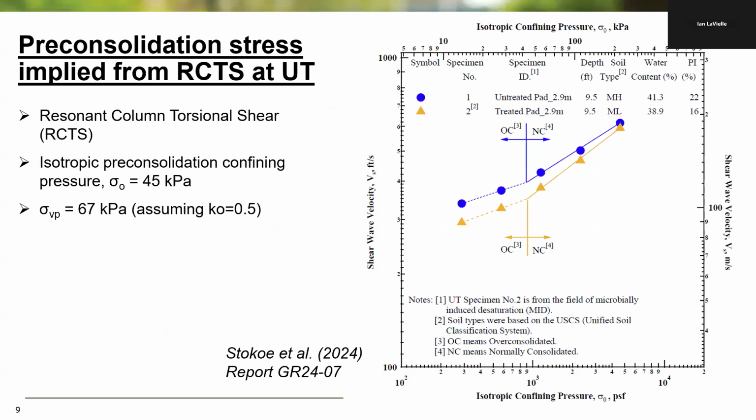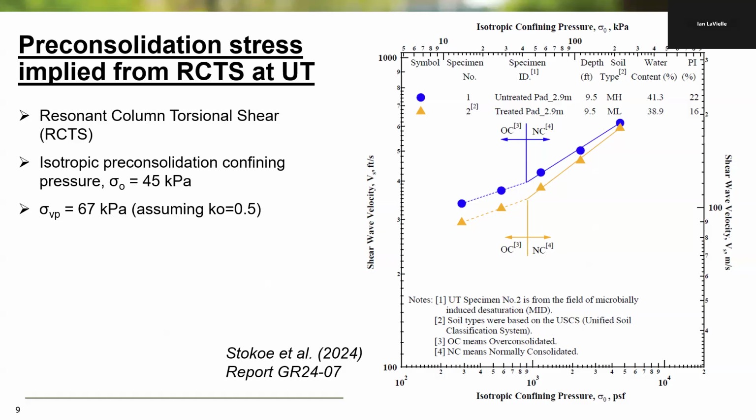Now, interestingly enough, these are the results from the RCTS test that Professor Stokoe and his team at UT did. These are resonant column torsional shear tests. You're looking at the shear velocity on the vertical axis and the isotropic confining stress on the horizontal axis, where this slope changes appears to be where you transition from NC to OC. That is about 45 kPa or something in that range. That's isotropic. If you assume some K naught and convert it to a vertical stress, you get something about 67 kPa.